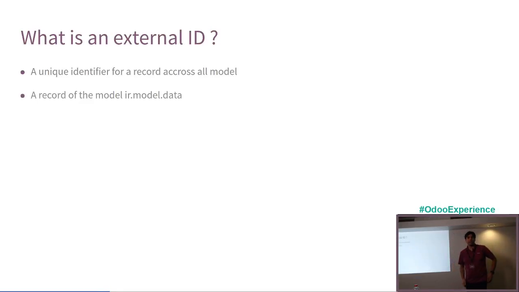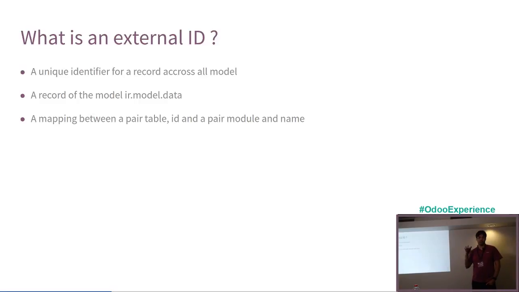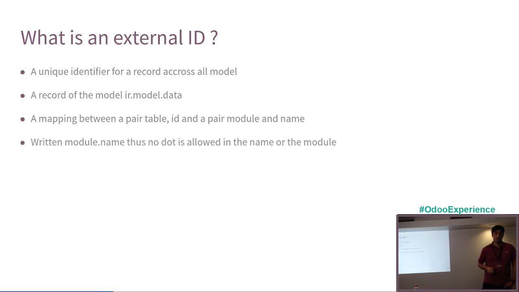It's a record, actually, in a table called ir.model.data. That record is a mapping between a module, a name, a model and its ID. So basically, you give a module and a name, and you get a table and an ID in Odoo. It's written like this: module.name. The dot is not allowed in module or in name. That's the only restriction. It can be as long as you want. You can make it as you want.